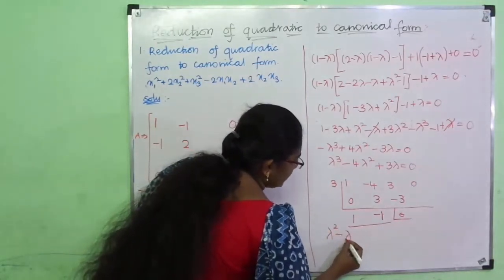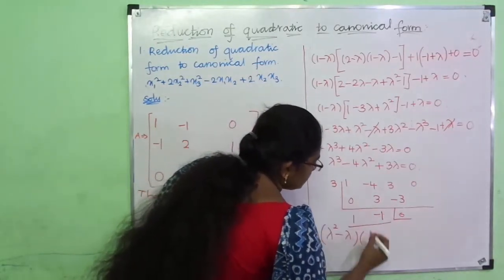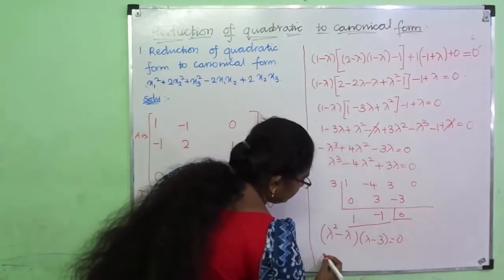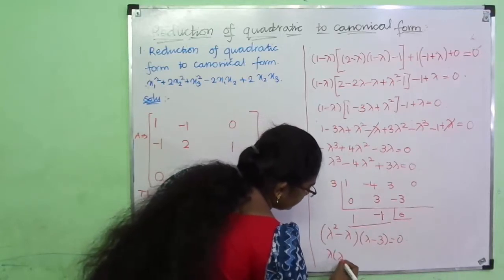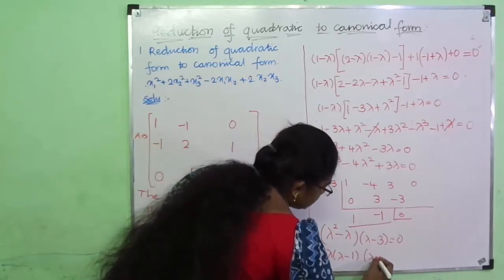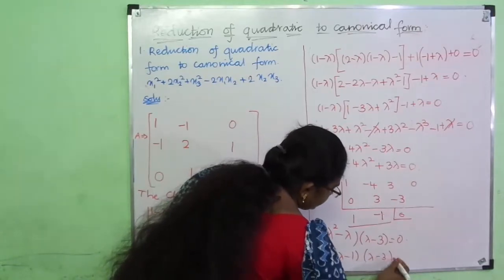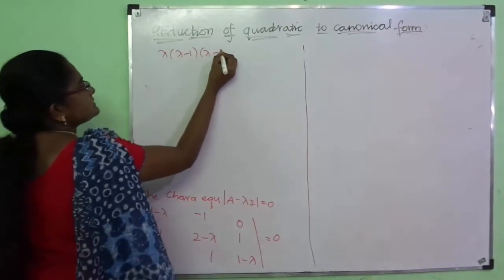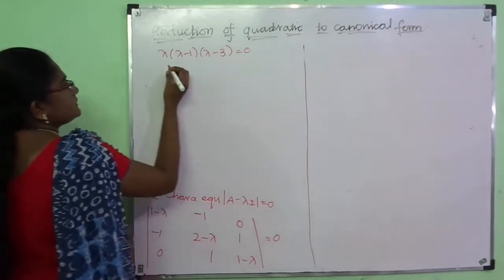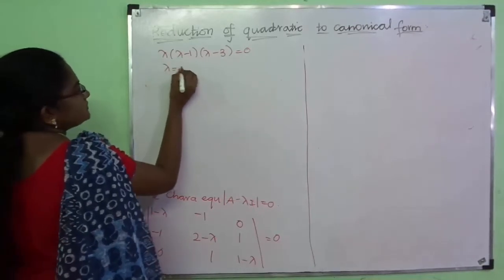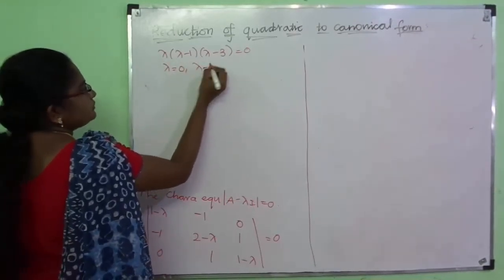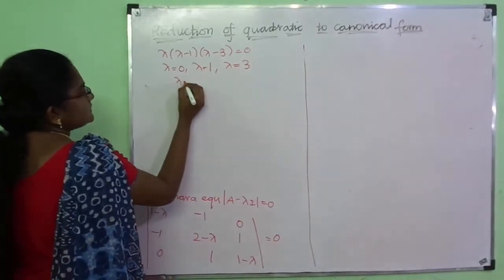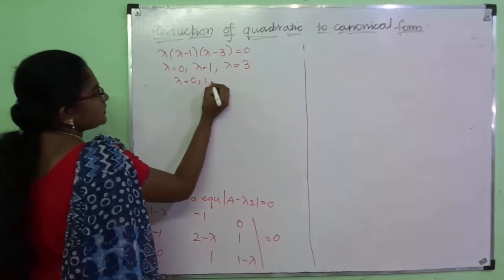Lambda square minus lambda into lambda minus 3, which is equal to 0. You can write this equation as lambda into lambda minus 1 and lambda minus 3, which is equal to 0. I am writing the same equation as it is. Lambda is equal to 0, lambda is equal to 1, lambda is equal to 3. Hence, lambda is equal to 1, 0, 3.